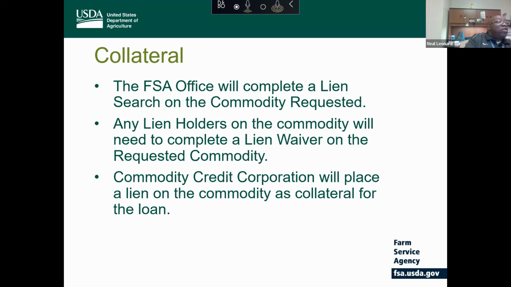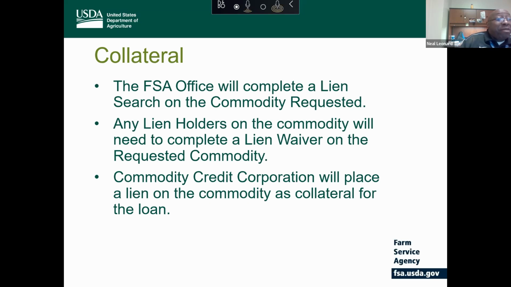Collateral: the FSA office will complete a lien search on the commodity requested. Any lien holder on the commodity will need to provide a lien waiver on the requested commodity. Commodity Credit Corporation will place a lien on the commodity as collateral for the loan. So for the most part, if you put this on loan, we will have to do a lien search, and then we would have to be first place on the lien on the crop.